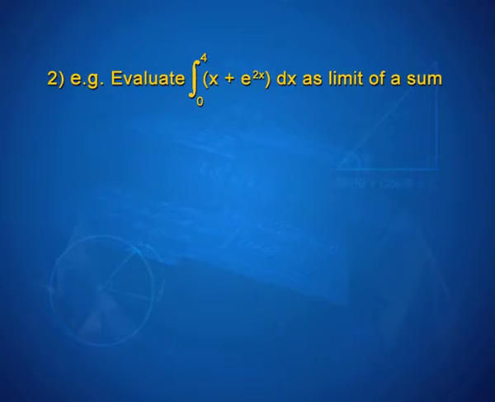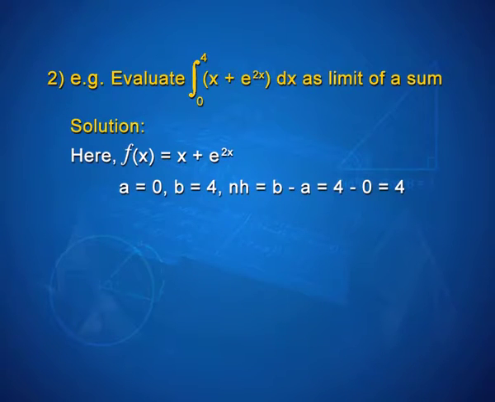Second question was evaluate 0 to 4 x plus e to the power 2 x into dx as limit of a sum. For the solution, here we have f of x is equal to x plus e to the power 2 x, a is equal to 0, b is equal to 4, nh is equal to b minus a, that is equal to 4 minus 0 is equal to 4.